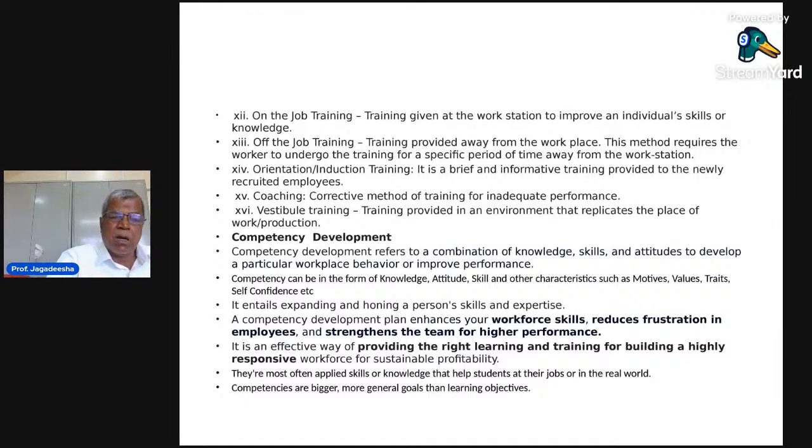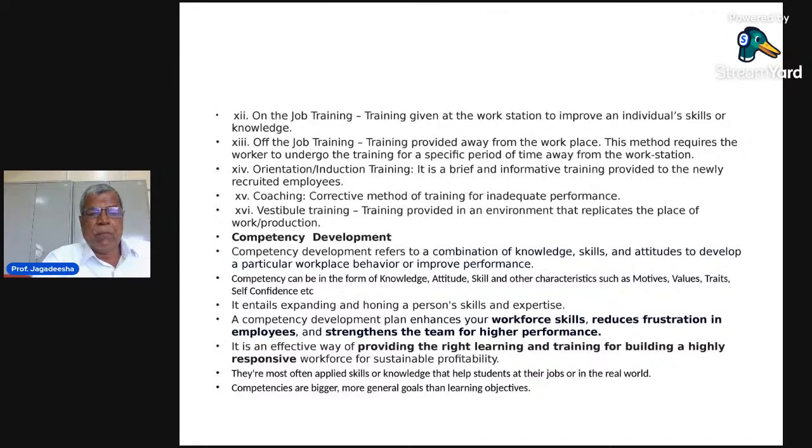Probably the last concept is vestibule training. What is vestibule training? Vestibule training is imparted to the trainee in a situation similar to the actual condition. It is not actually the actual, but the environment or the system of the training is created which can be equal to that of the actuals.